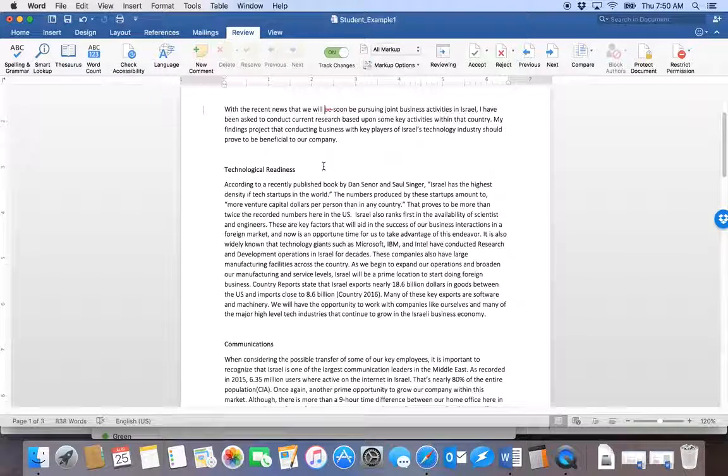Israel has the highest density of tech startups in the world. Okay, so when I was looking at the APA reference page, I did not see Senor or Singer on there. So I don't know what source that comes from.